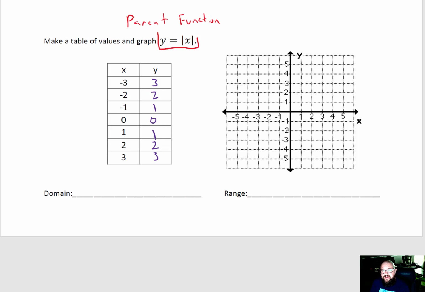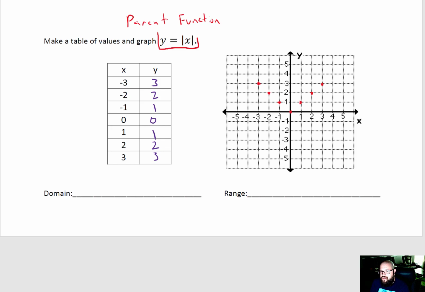Alright, so let's plot these points. See where they're going to be at. So we know we got negative 3 and 3. Negative 3 and 3 is right there. And we got negative 2 and 2. Negative 1 and 1. Our center vertex point right there is at 0, 0. Then we got 1 and 1. And 2 and 2. And then over 3 and up 3 in the positive direction for that one.